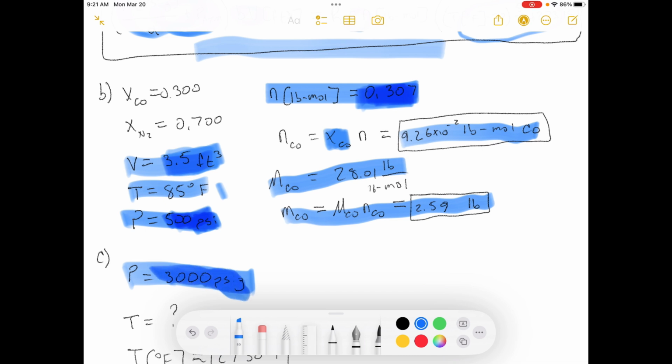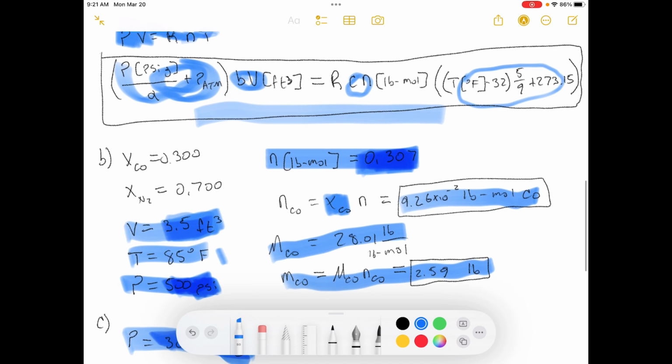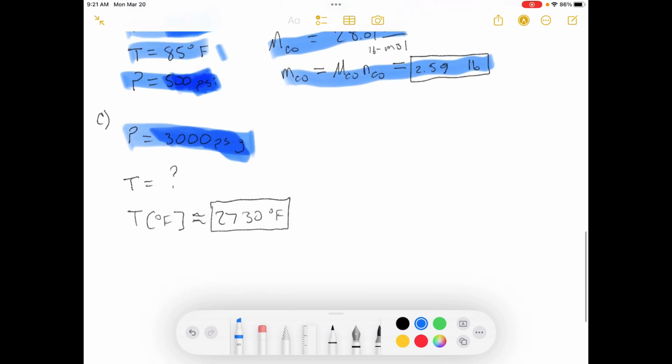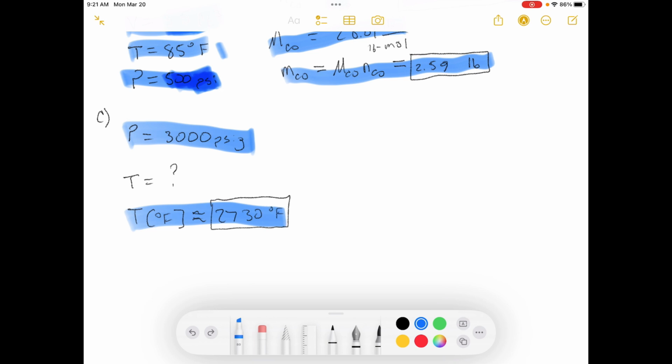Okay, so you just do the same thing, you solve for what the temperature is, and you get that the temperature is 2,730 degrees Fahrenheit. Well, that is it for problem number 3.52.